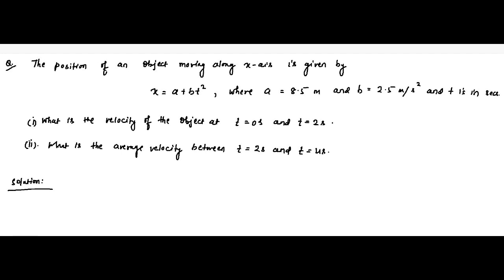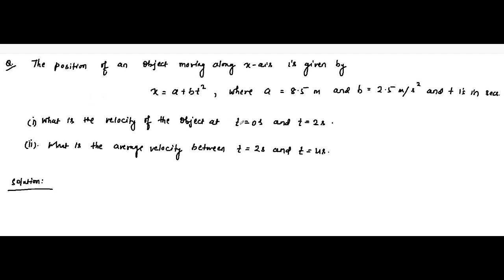So here is another question. It is given that the position of an object moving along the x-axis is given by the expression x is equal to a plus bt square, where a is equal to 8.5 meters, b is equal to 2.5 meter per second square, and t is measured in seconds.